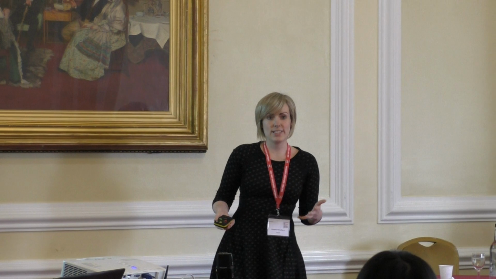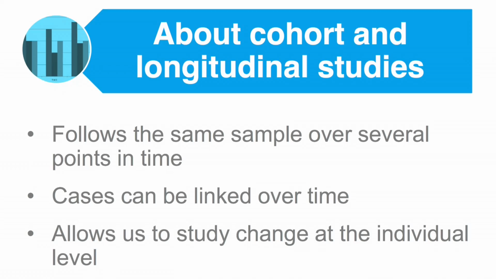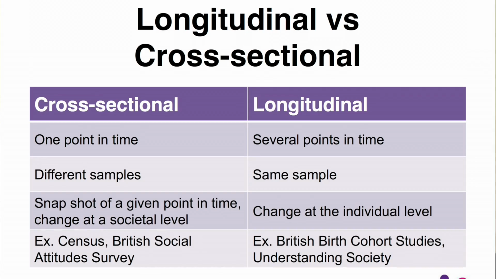So, yeah, looking at what is a longitudinal study, first of all. That's exactly it. It follows the same sample over several different points in time. That's really crucial to understand. Then these cases at each age point can be linked together, and that really allows you to look at processes over the life course and understand change at an individual level. So I find it's often easier to understand what a longitudinal study is by looking at it versus a cross-sectional study. You can see it's one point in time, or several points in time with different samples, even in a repeated cross-sectional study, versus the same sample over the whole of the life course.